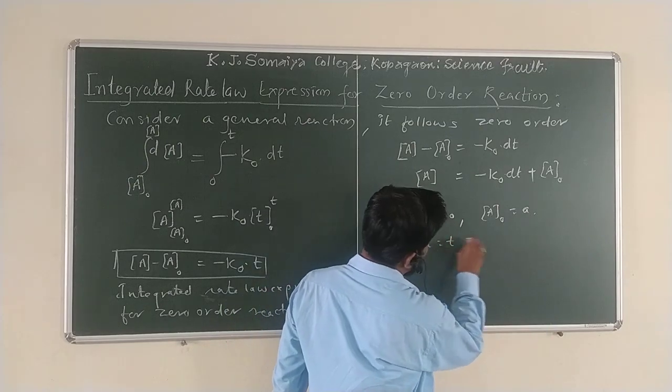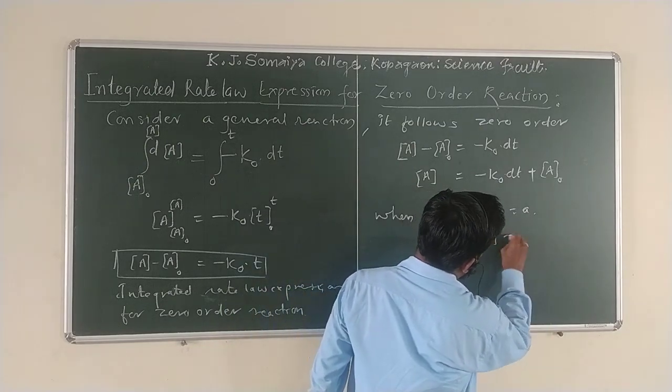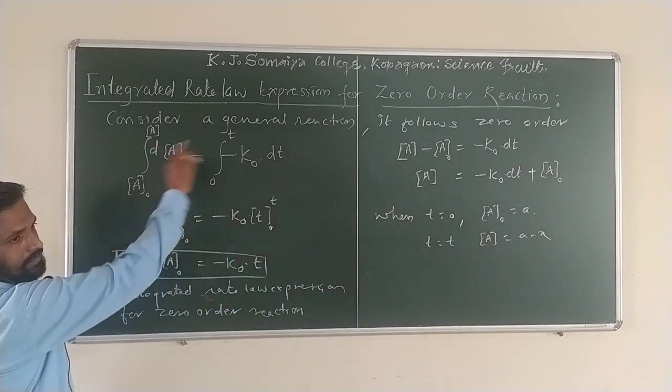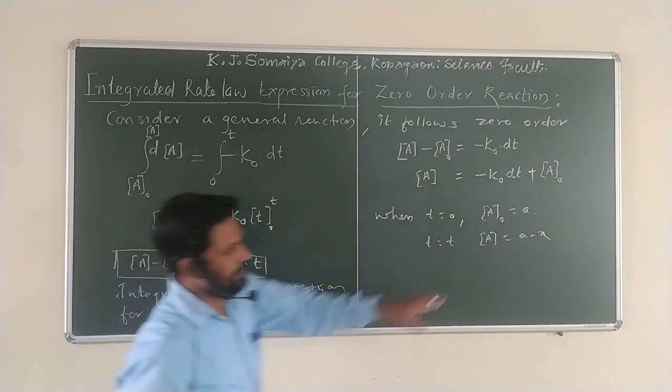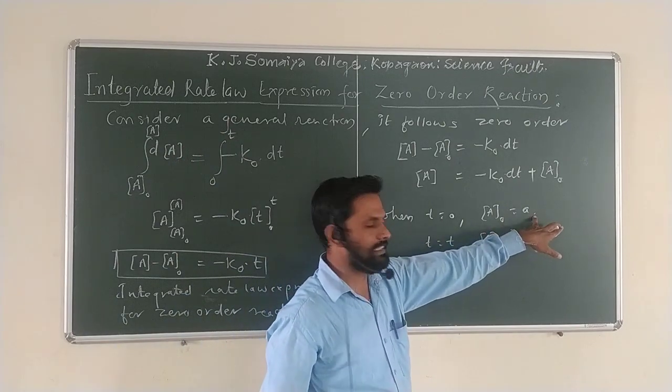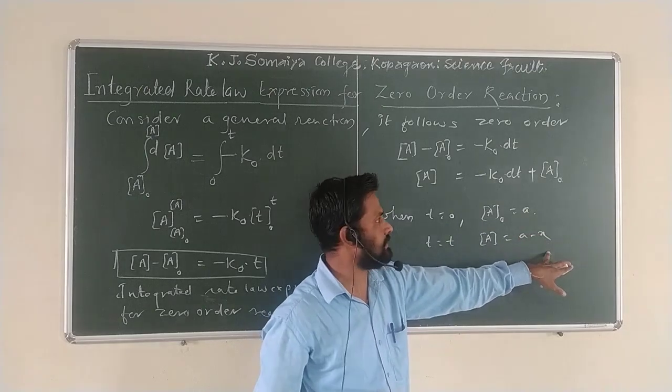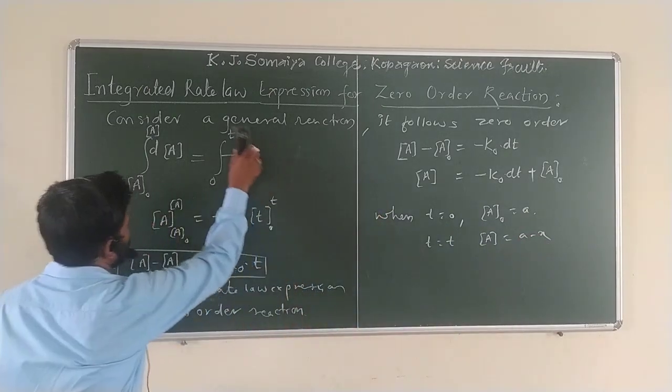When t equals t, the concentration of A becomes A minus x. Initially, we consider the reaction of A to the product P. The initial concentration is A. After time t, the concentration of A becomes A minus x. How is this explained?